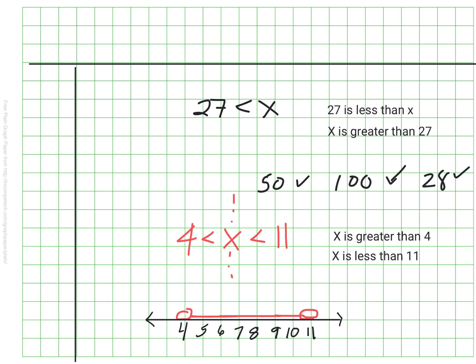So if I think about what would satisfy, well, 5 would work. Check. 9 would work. That would be great. Anything that's in between 4 and 11 would work. 12 would certainly not work. 3 would certainly not work. So that one is a little bit more restricted.